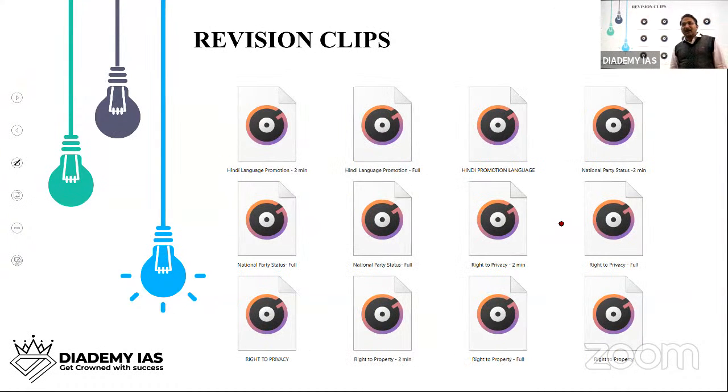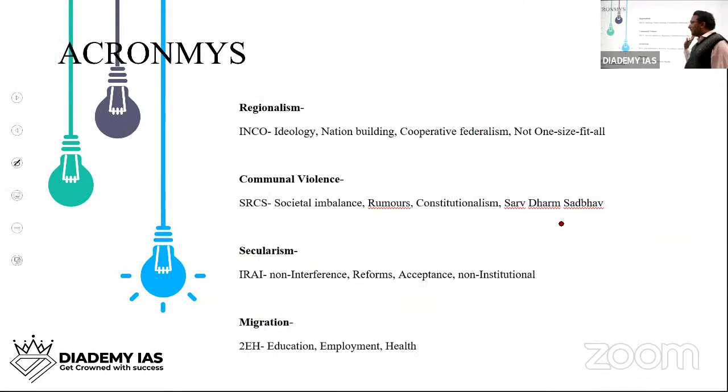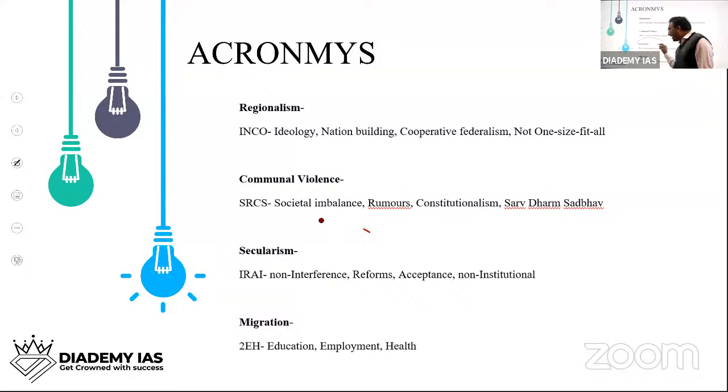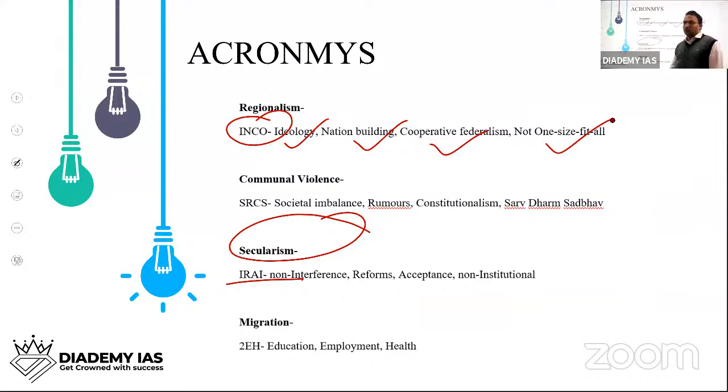रिवीजन क्लिप, ये जो रिवीजन क्लिप है ये आप खुद बनाइए, I will prefer कि आप इसको खुद बनाएं। ठीक है, हर एक टॉपिक के बाद में उसको खुद से रिकॉर्ड कर लीजिए। एक्रोनिम, हर एक टॉपिक में कुछ एक्रोनिम, जैसे सेक्युलरिज्म में IRAI, ठीक है, रीजनलिज्म में INCO, तो I represents ideology, N represents national building, C represents cooperative federalism, O represents not one size fits all approach.